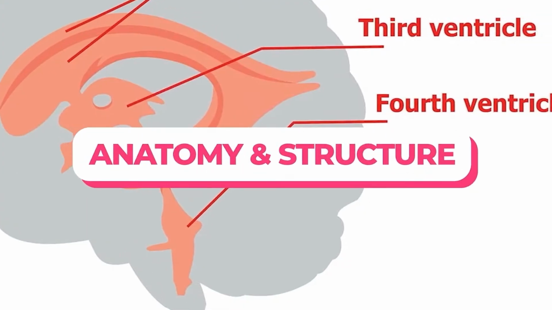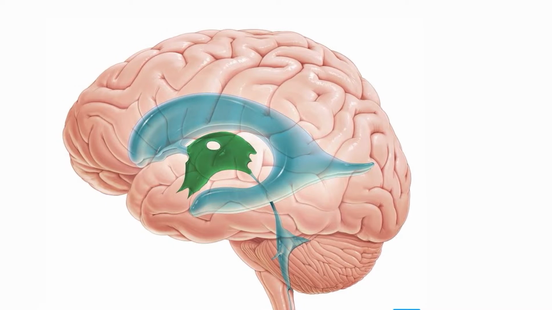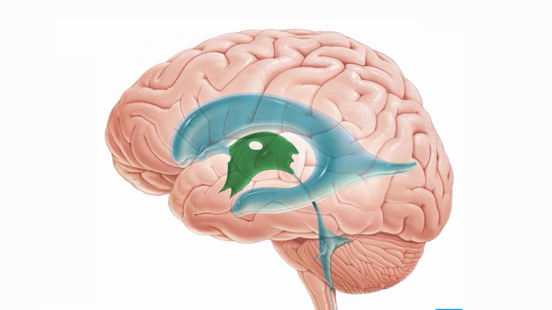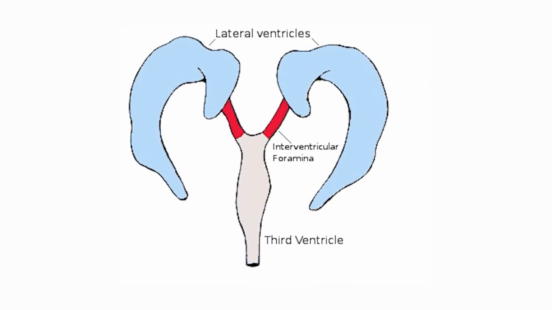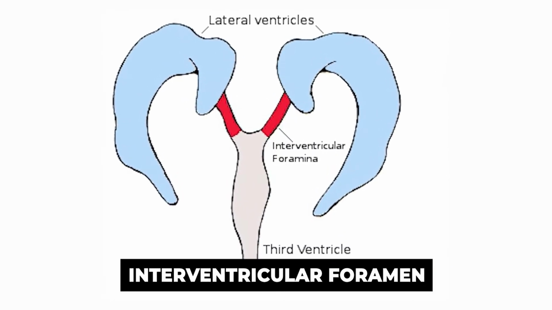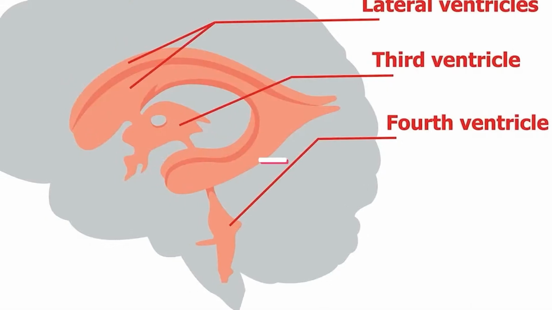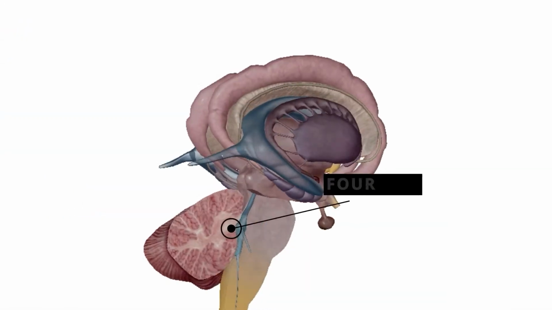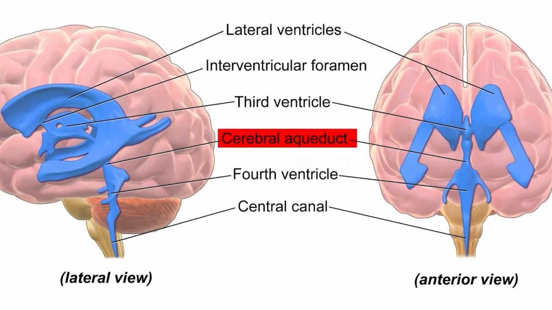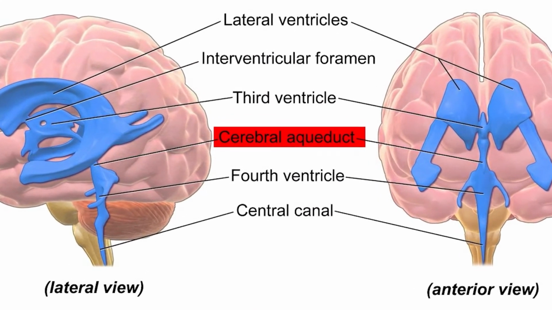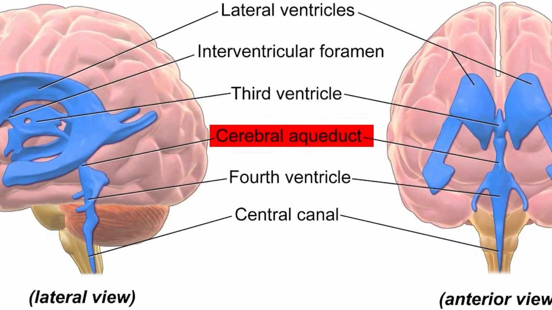Third ventricle. This is a narrow, funnel-shaped cavity located in the midline, between the left and right thalamus. It's connected to each lateral ventricle by the interventricular foramen, or foramen of Monro. Fourth ventricle. Located between the pons and the cerebellum. It communicates with the third ventricle above through the cerebral aqueduct, or aqueduct of Sylvius.